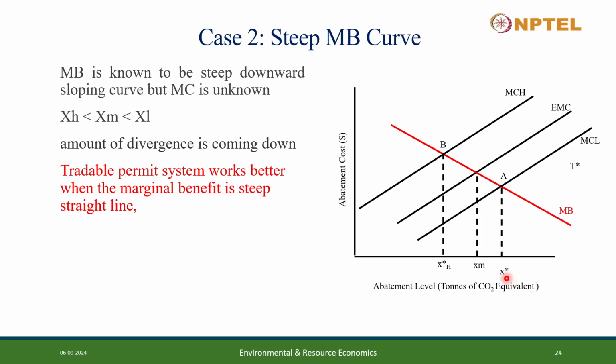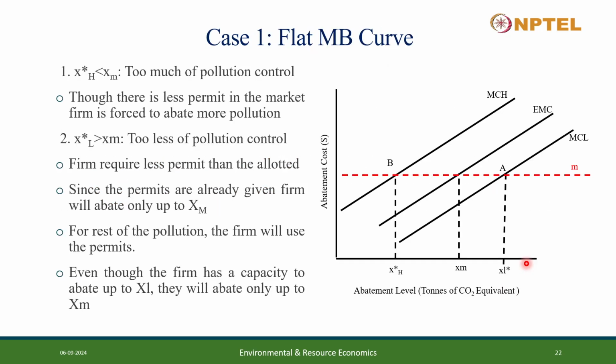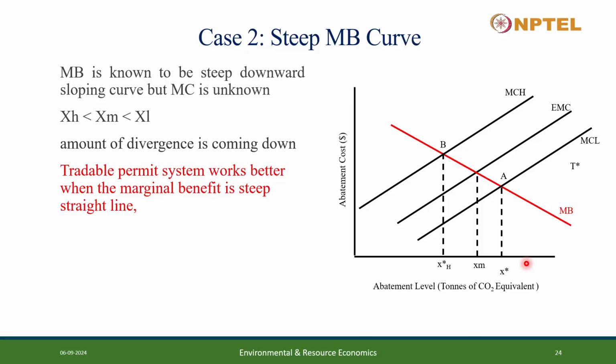So, compared to flat one, we have lesser divergence when we have steeper marginal benefit. So, the tradable permit system works better when the marginal benefit is steep straight line. So, that is what we have concluded, because the divergence between this XM and XH star and XM and X star is lesser compared to flat marginal benefit curve.